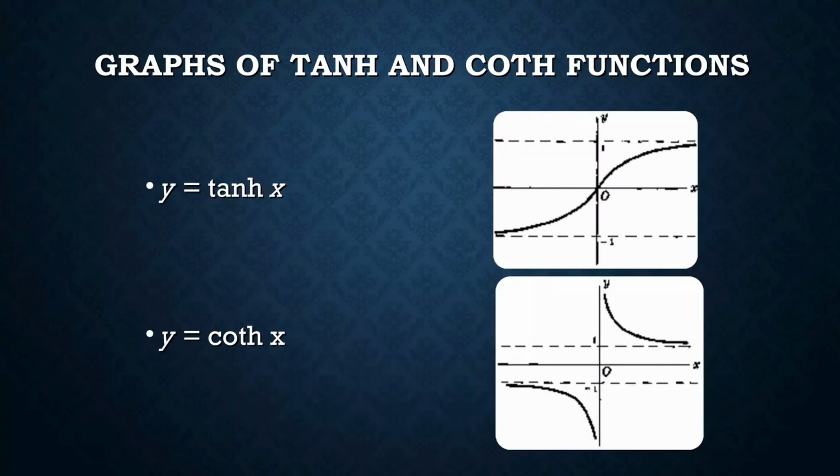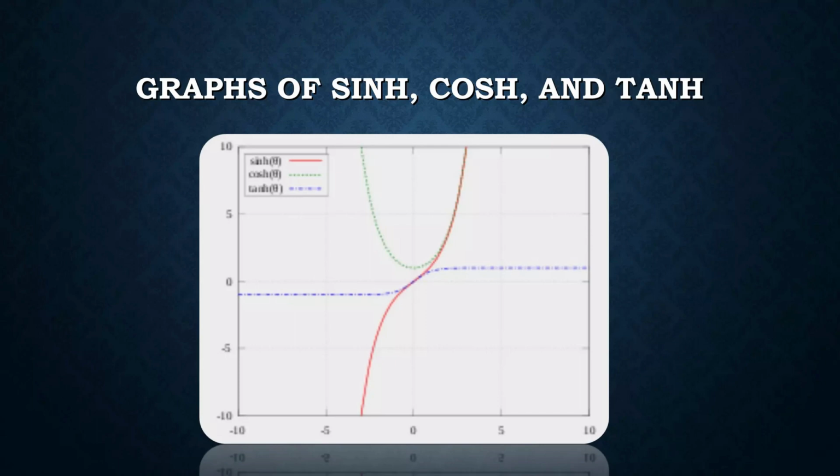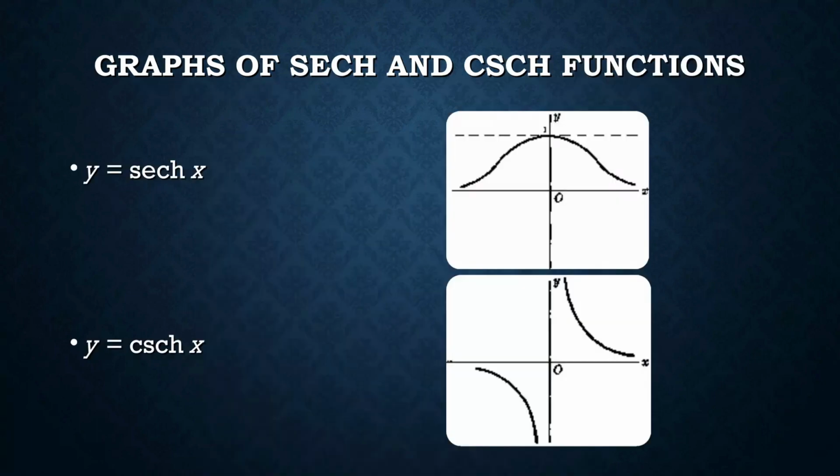Now here you can see the y equals tanh x graph and the y equals coth x graph. This is the combined graph of sinh x, cosh x and tanh x. And this is the graph of sech x and cosech x functions.